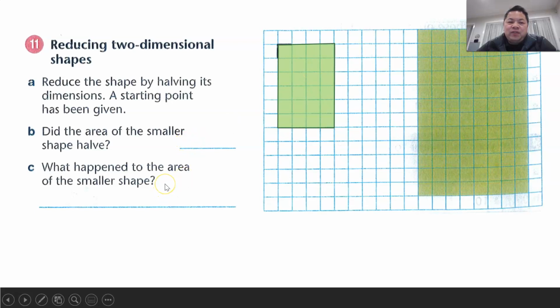And what happened to the area of the smaller shape? So by what times has it been reduced? Think through based on what we have done earlier on. So it should be pretty similar.